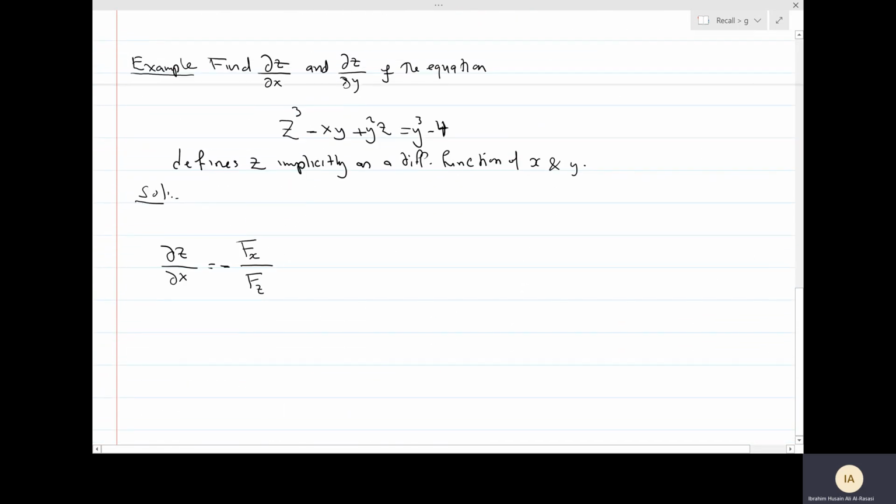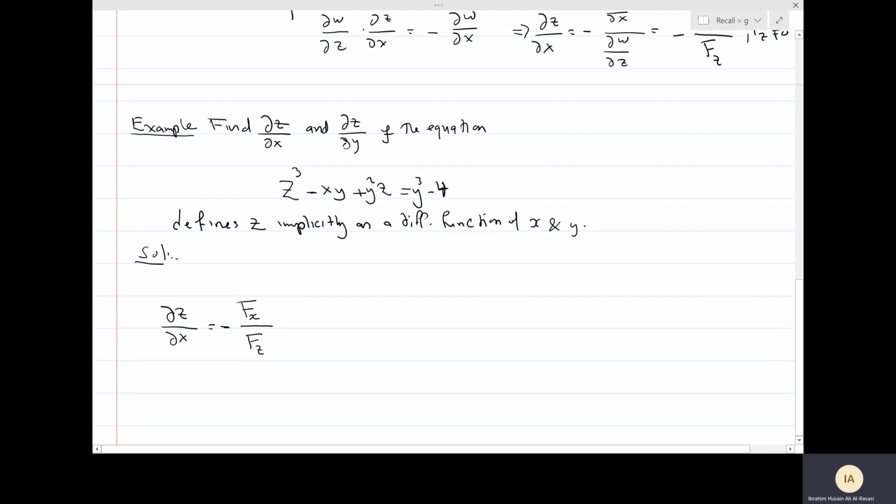But to find F in our example here, just collect y cubed minus 4, take it to the other side. It will be z cubed minus xy plus y squared z minus y cubed plus 4 equals 0. So this is my capital F: F of x, y, z equals z cubed minus xy plus y squared z minus y cubed plus 4.